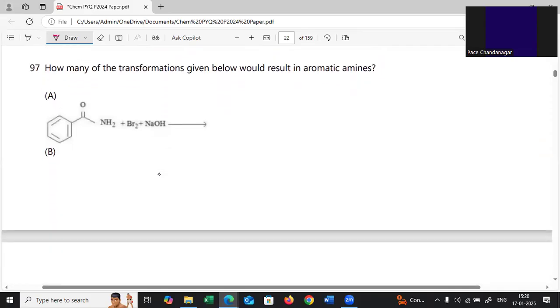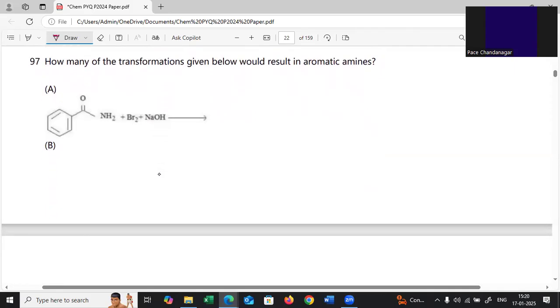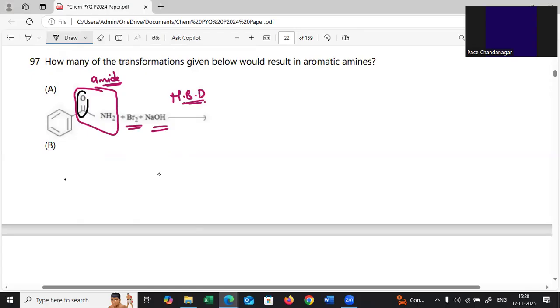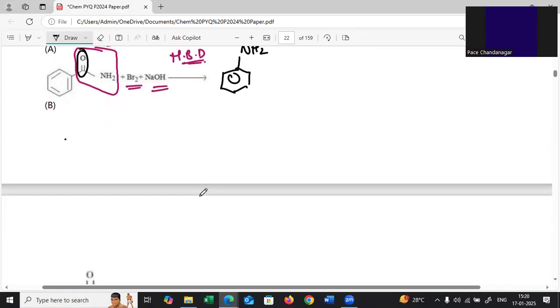Next, how many of the transformations given below would result in aromatic amines? That is what your question is about. This you can see, C double bond O NH2, an amide with bromine and NaOH. This is definitely your Hoffmann bromamide degradation, HBD. We have done Hoffmann bromamide degradation so many times. The tip is, remove the C double bond O. Just remove it. And then you are left with benzene with NH2. Definitely this will be an aromatic amine.